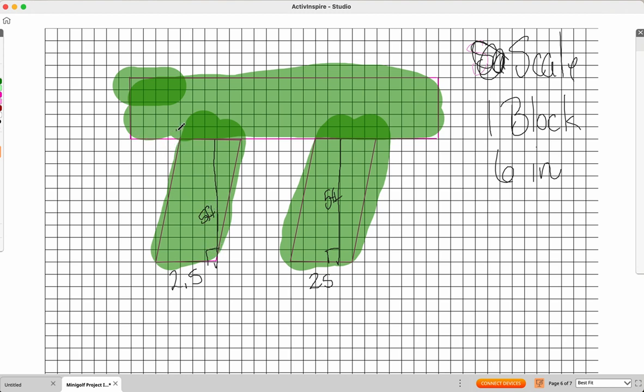Okay, then I've got 4, 8, 12, 16, 20, 24, 25 on this side. So 25 times 0.5 is 12.5 feet. And then I've got my height here again. This is that same 2.5 feet.